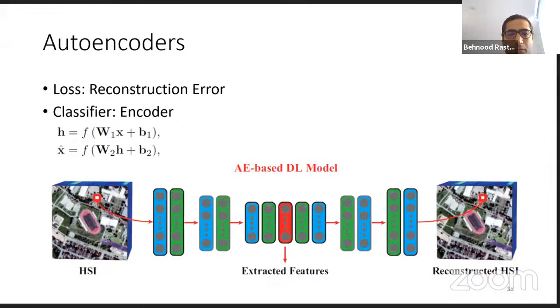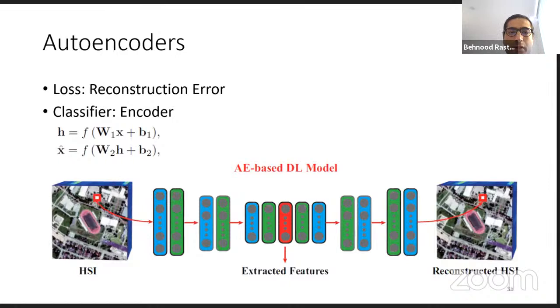So yeah, another architecture. We talked about CNN so far, and now we want to talk about autoencoders. In autoencoders, we have an encoder part and then a decoder part.